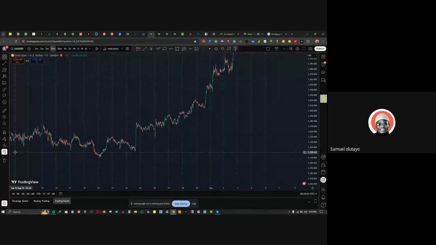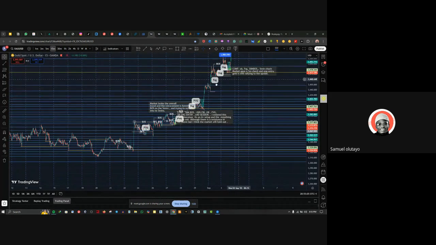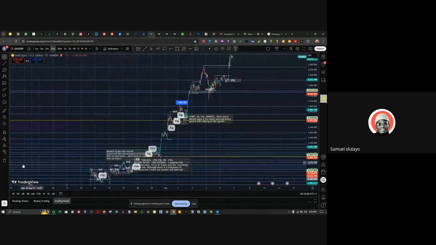Can you see everything is gone? Now I can see clearly, right? And if I want to bring it back, I can just toggle it off again, and then I can see everything I have on my chart.